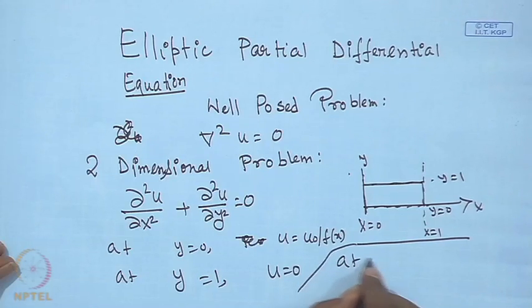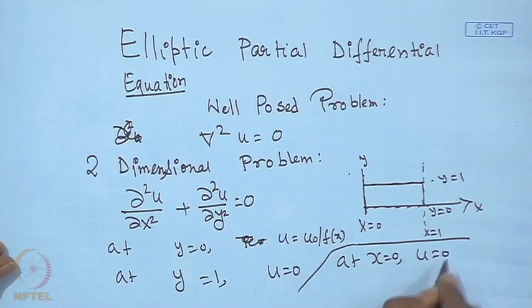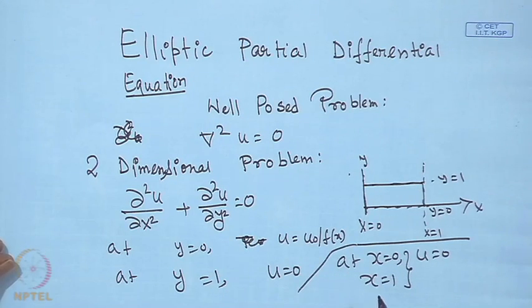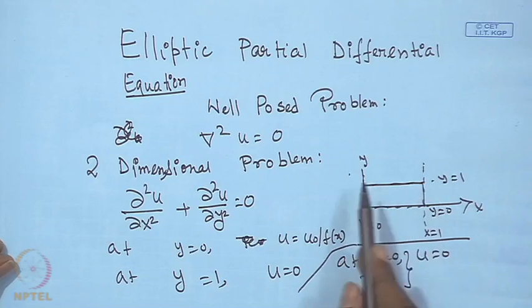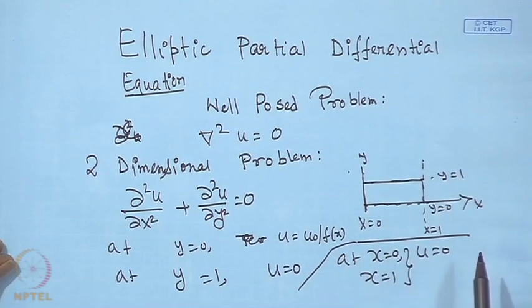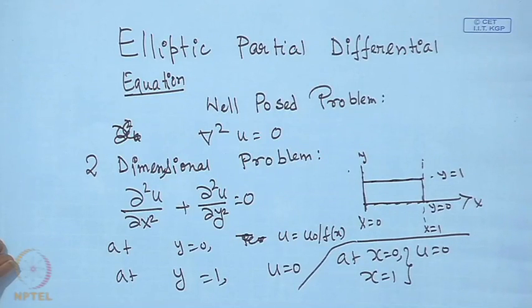Let us say at x is equal to 0, u is equal to 0, and at x is equal to 1, u is equal to 0. So, out of these 4 boundaries, 3 boundary conditions are homogeneous and 1 is non-homogeneous. If all 4 boundary conditions were homogeneous, then we would have got a trivial solution. So, 1 boundary condition has to be non-homogeneous in order to get a non-trivial solution.